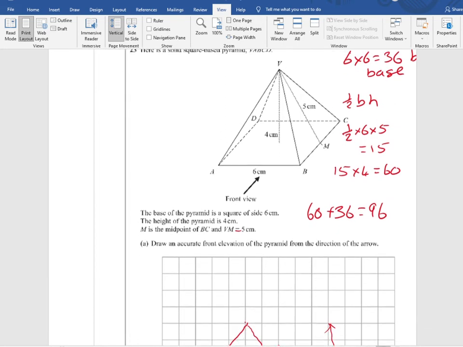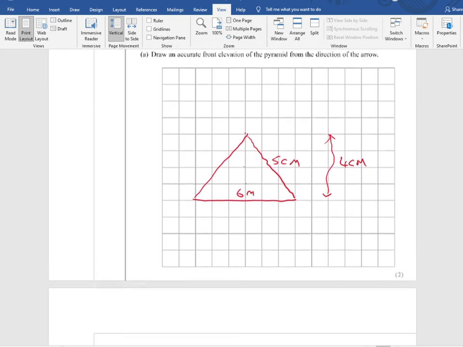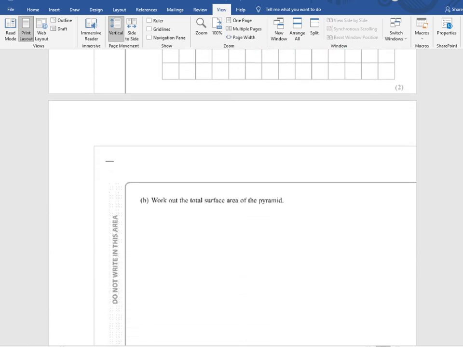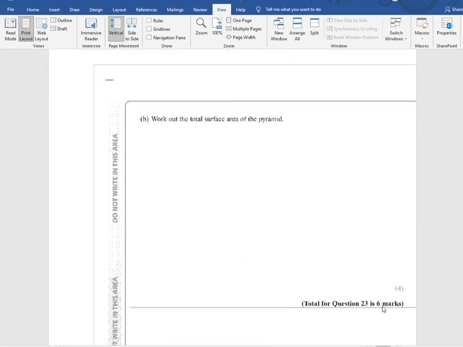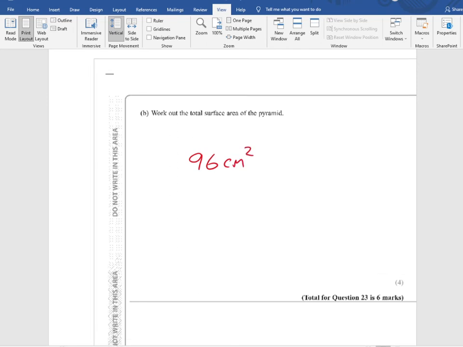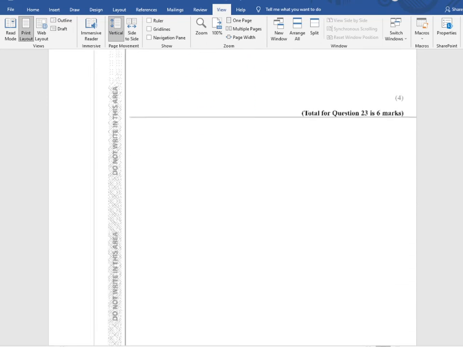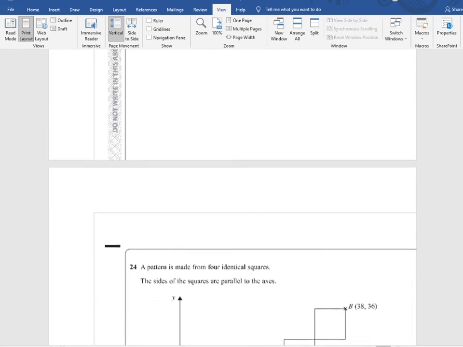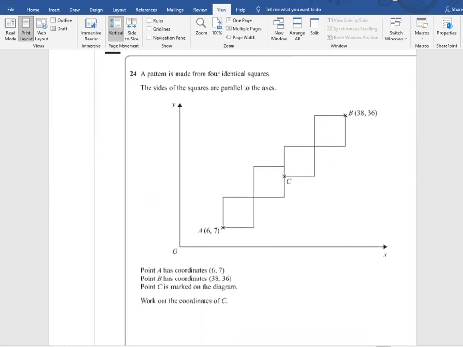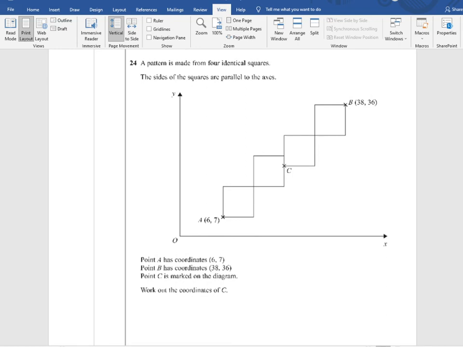So let's come down here. And it was 96 centimeters squared because it's surface area. All right. Oh, here's a pattern made from 4 identical squares.